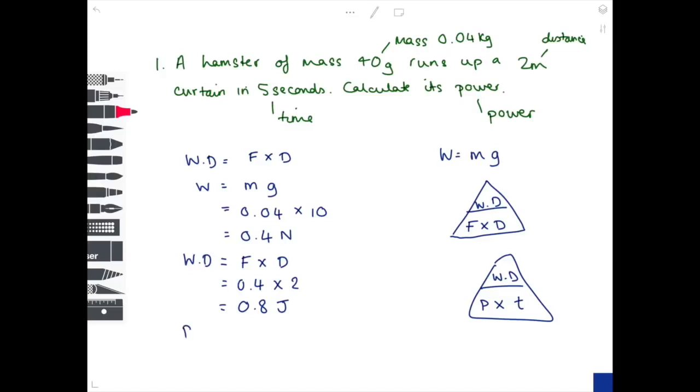And then finally, we can work out power by doing work done over time. Look how I've laid out my answer with all my equal signs lined up, with all my working out shown. So the work done we know is 0.8. I'm only writing it here because I'm running out of space. Divided by time, which is 5. So that becomes 0.16. Don't forget your units for power, which is watts.